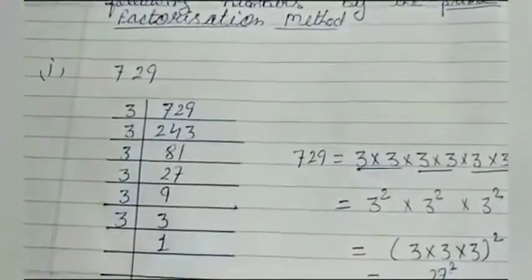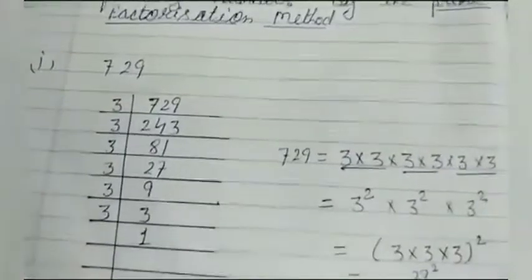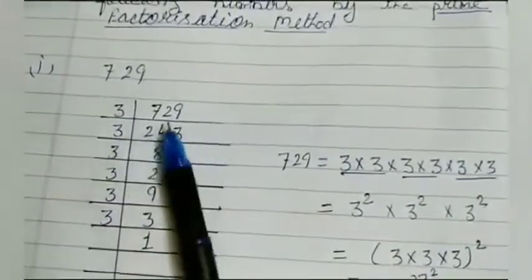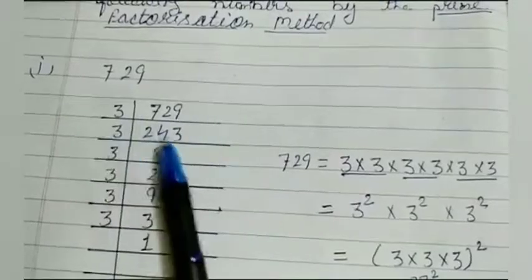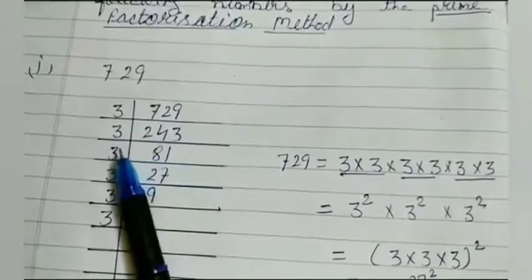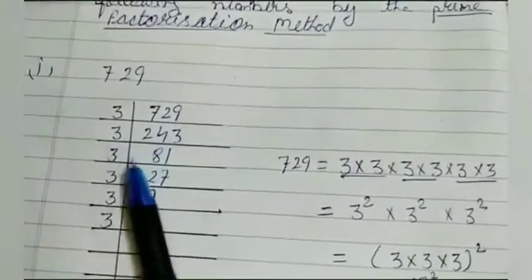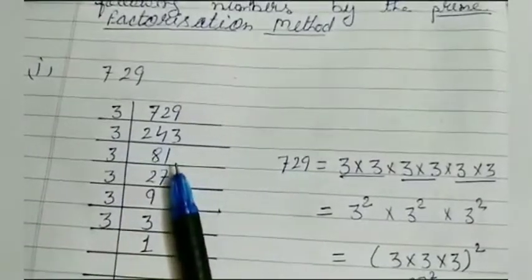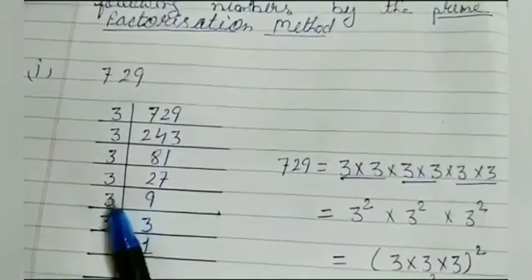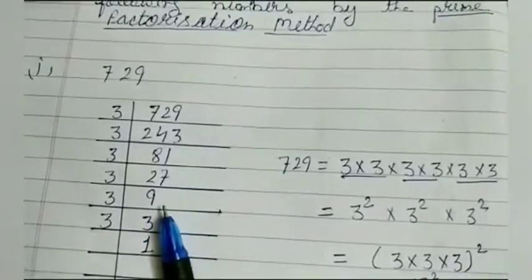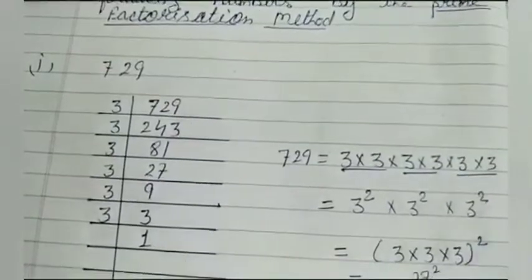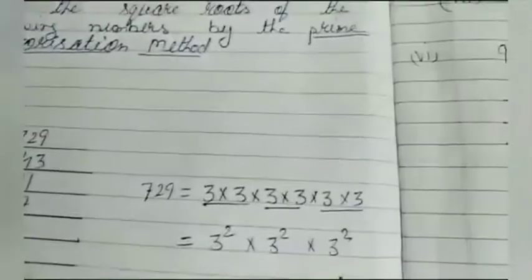We solve like this. When we divide 729 by 3, we get 243. And when we divide this number by 3, we get 81. Next, divide by 3, we get 27. Next, we get 9, 3, 1. So we get some factors.